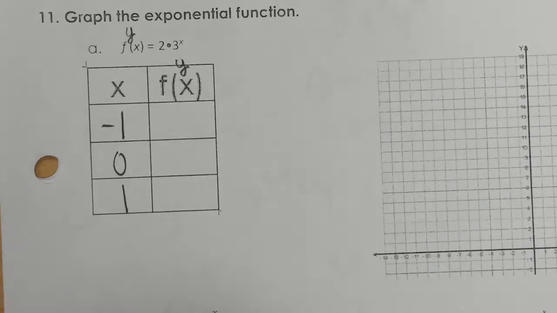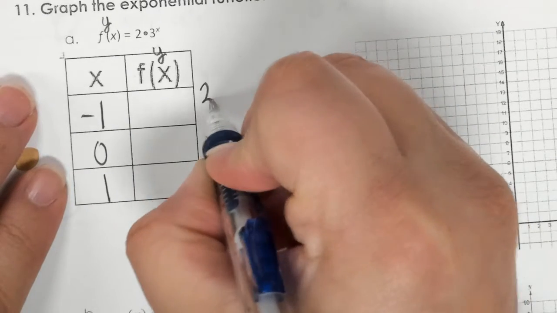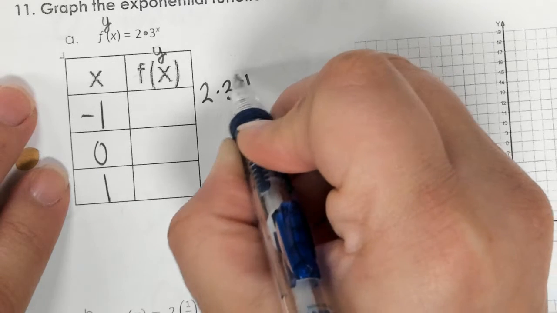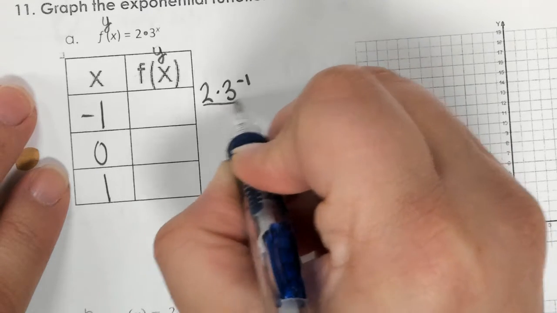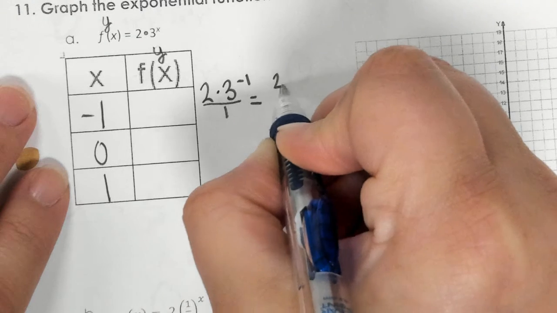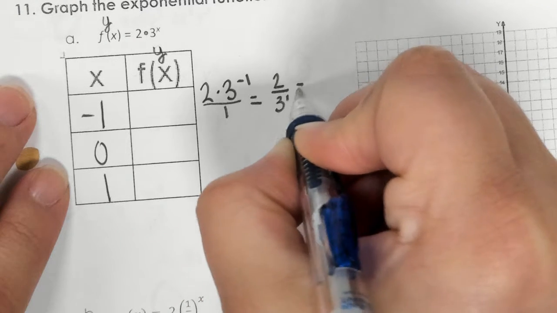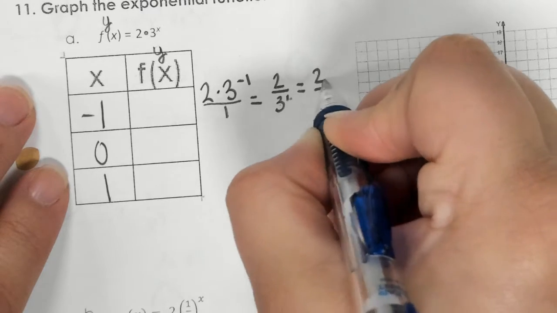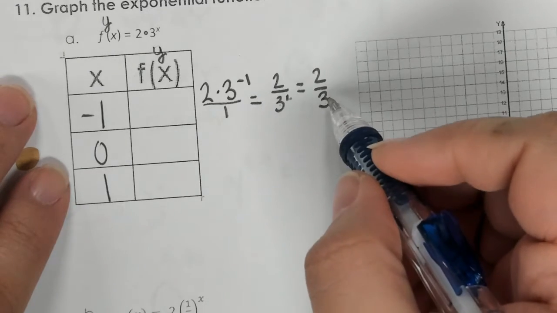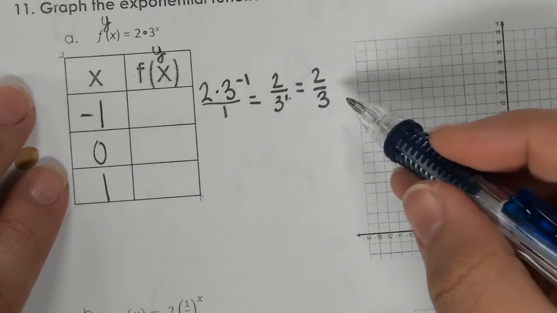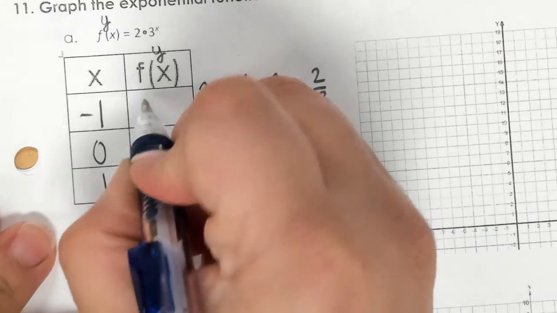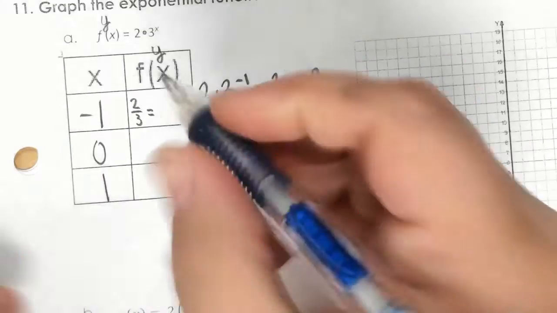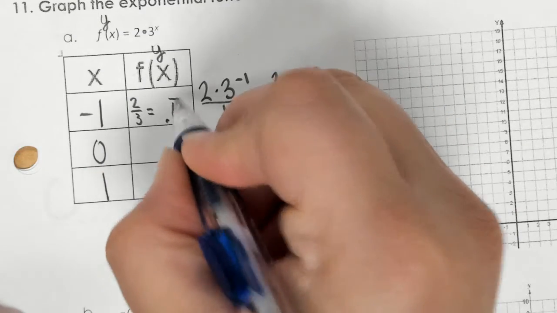So now I need to start plugging in. So I'm going to have 2 times 3 to the -1. Again, can't have a negative. So I've got to put this over 1 and flip it. Well, 3 to the 1st power is 3. And it's important to know what decimal this is because I have to graph it. 2/3 is not going to help me. So even though I know that this is 2/3, if I divide that, we get 0.6 repeating.